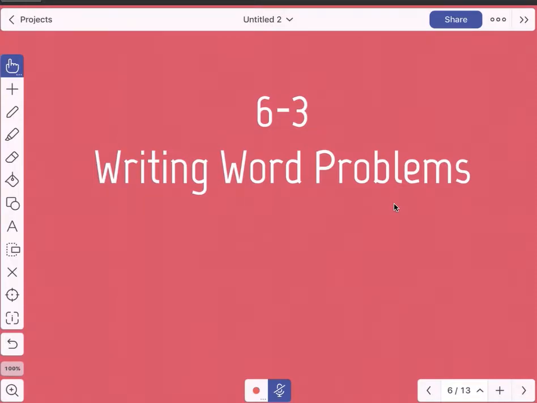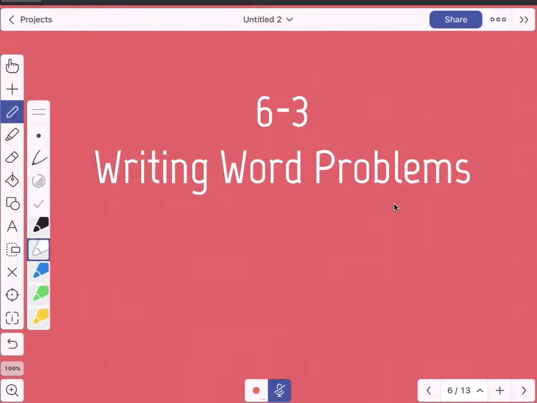Okay, so this is lesson 6-3, which is about writing word problems. Tomorrow you're going to get some practice in writing word problems, but tonight what I want to do is talk to you about different types of word problems. Because in this lesson specifically, we're going to be looking at writing problems that are either multiplication or division. So tonight's lesson will be specific to that.